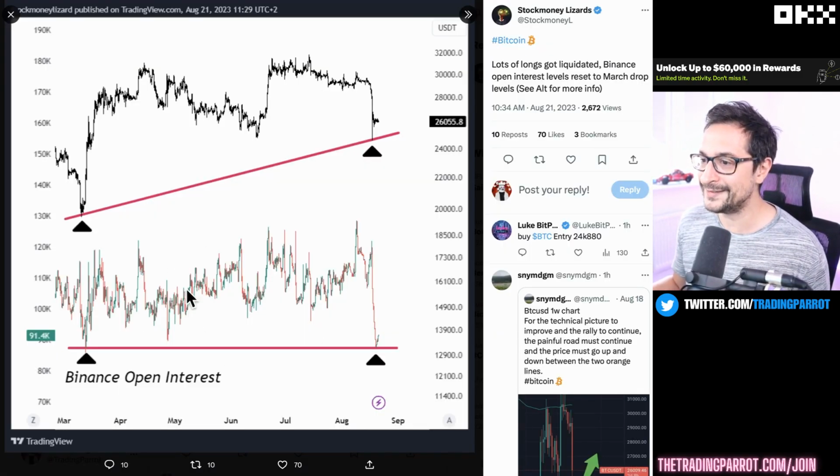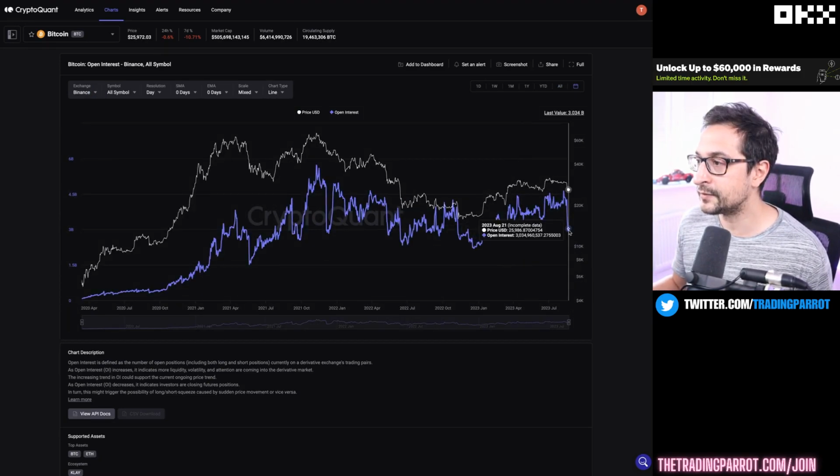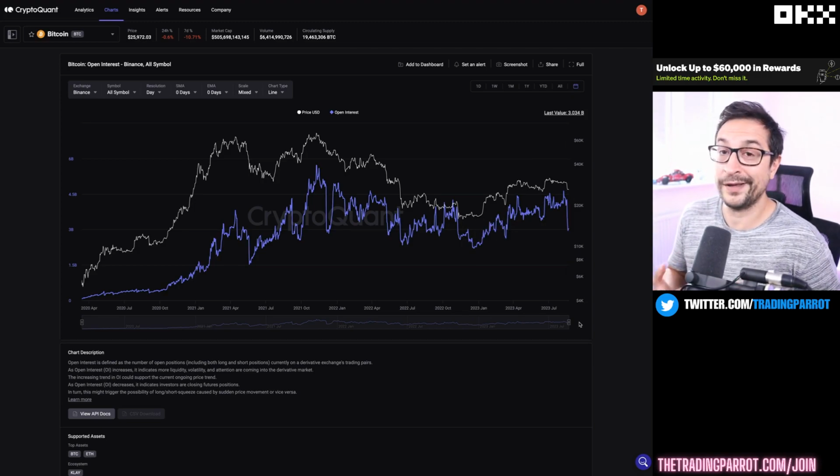I don't know where this data is coming from, showing Binance open interest at the same level as March, but at least on CryptoQuant, if I select Binance, you can see that this reset is not at the same level as March. In March it was 2.6 and the reset that we have now is 2.9. So here is the final conclusion of where we are right now.